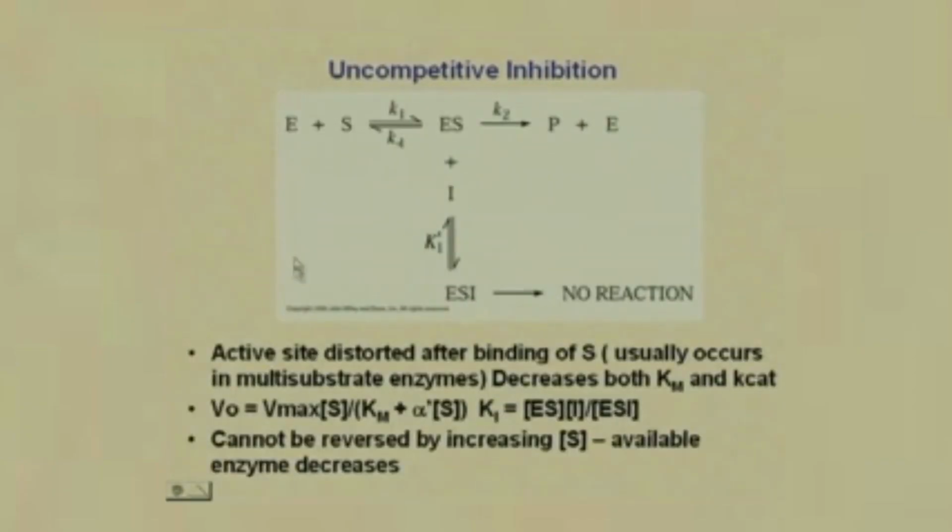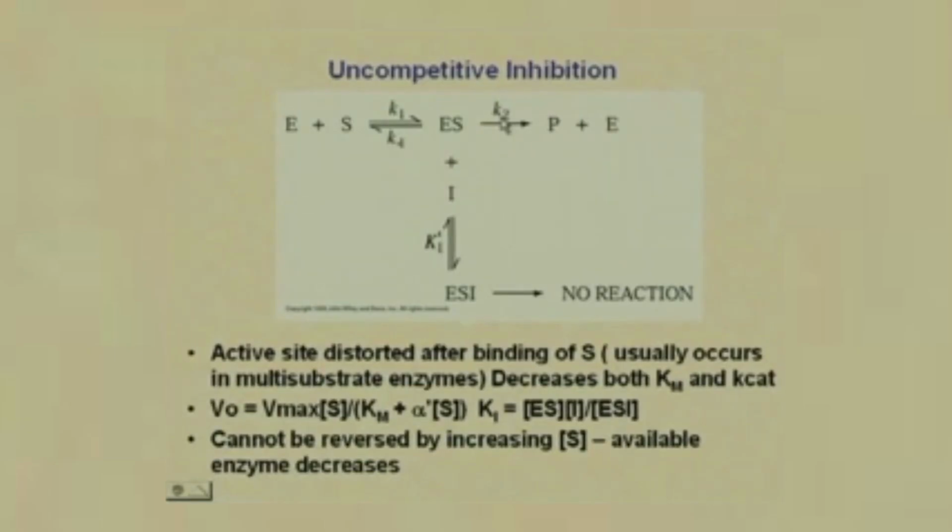So, what happens is, again this ternary complex or this ESI is not going to give us any reaction. The active site is distorted after binding of the substrate. This usually occurs in multi-substrate enzymes, okay, where you have more than one substrate, like the bi-substrate reaction that I showed you, where inhibitors can act. So, you have an active site that is distorted after binding of the substrate, and it decreases both the Km and the Kcat value.